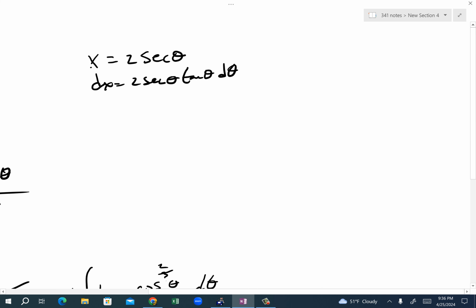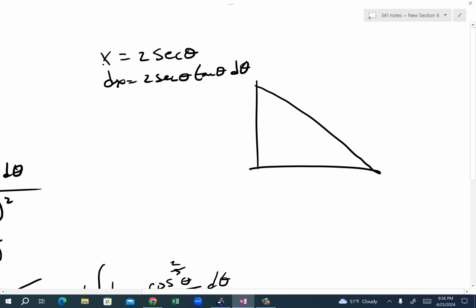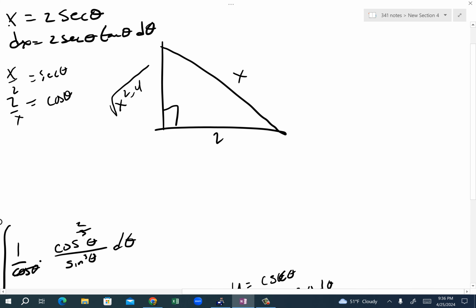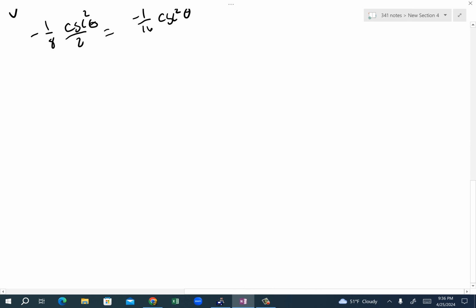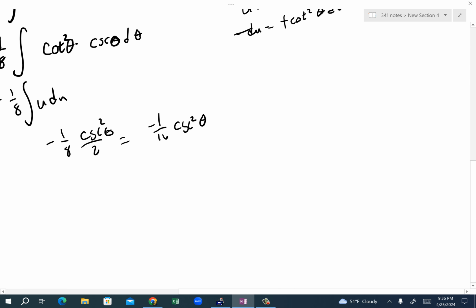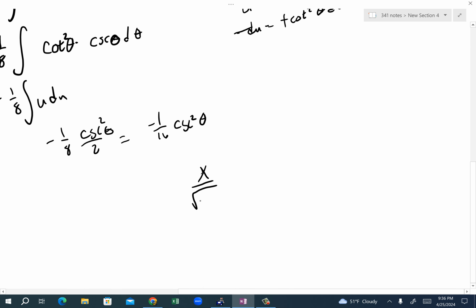Now, let's come back up here. I need a picture. Well, my picture says that x over 2 is secant. Then this is 2 over x, right? Cosine. And this side over here then is going to be the square root of x squared minus 4. And so our final answer is cosecant squared. So it's going to be x over the square root of x squared minus 4, squared.